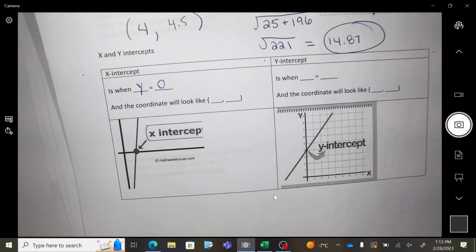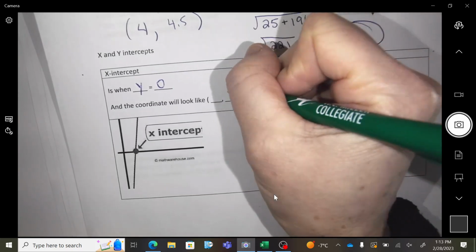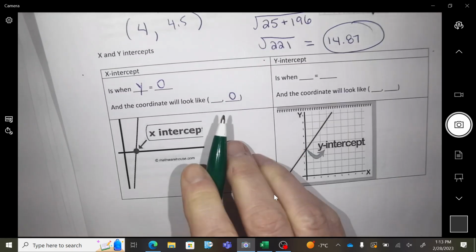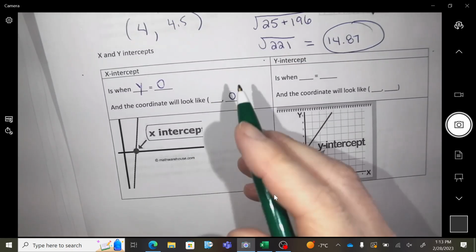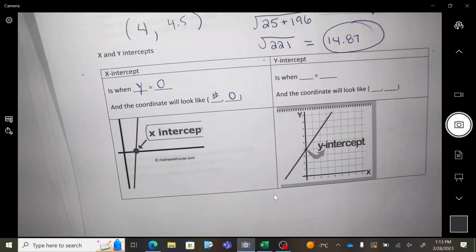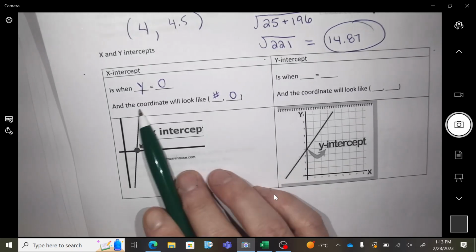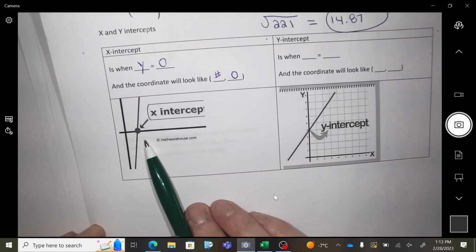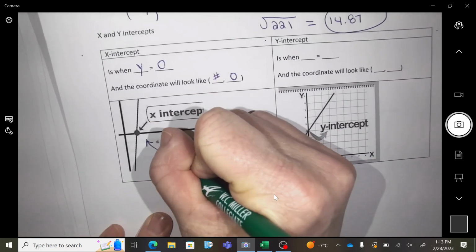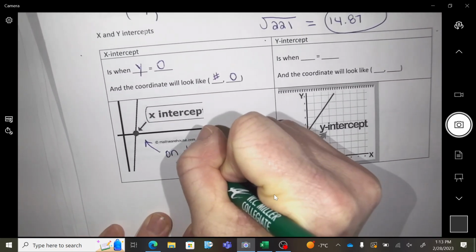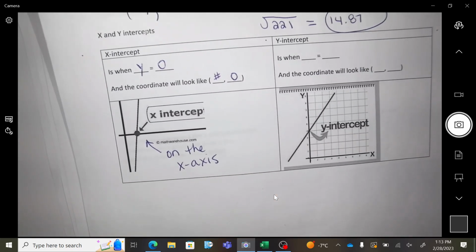So what does a coordinate look like when y equals 0? The second number needs to be 0, and the first number would be something. I don't know, it would depend on what we have. So here's a visual of an x-intercept. It is on the x-axis. It's right on the x-axis, okay? It has no additional height, so it's right on the x-axis.